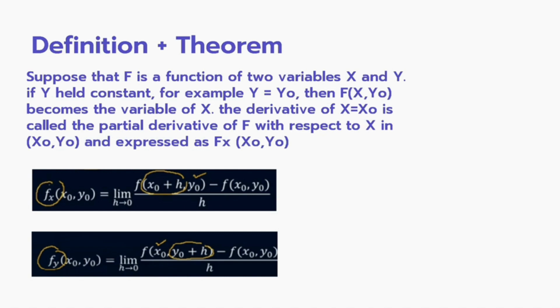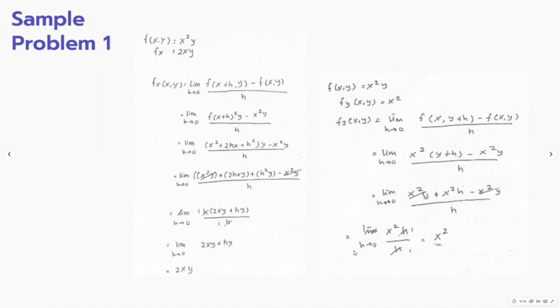The function is derived with respect to x. This means that the x will change and the y will be constant. Vice versa for y: if the function is derived with respect to y, the x will be held constant and the y will change. So I'm going to give a problem example here.